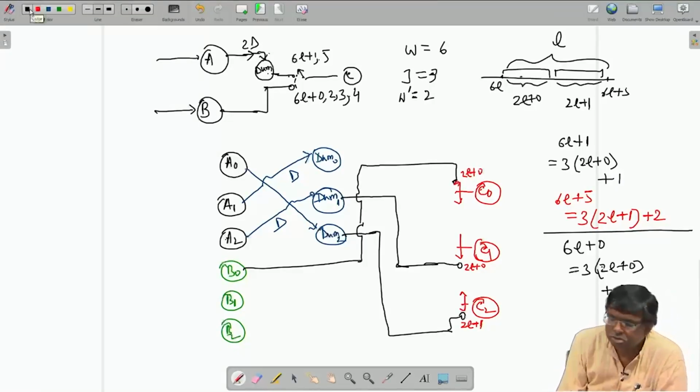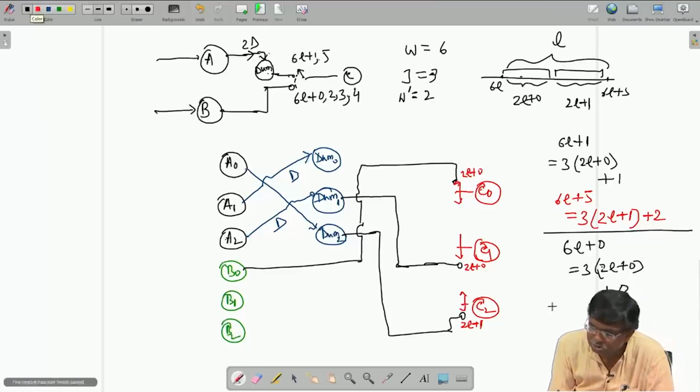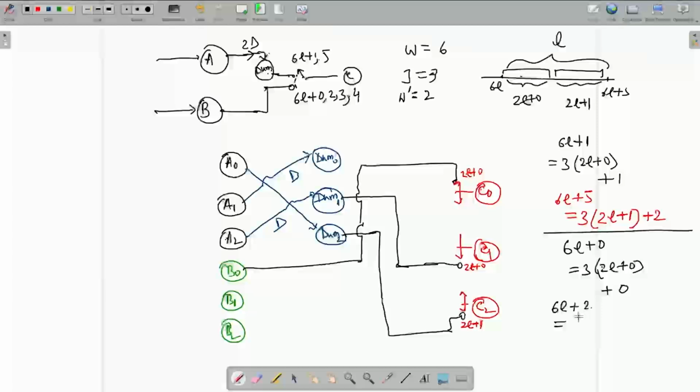Next one is 6L plus 2. Take 3 out, plus 2. So, B2 goes to C2 at 12 plus 0. So, B2 goes to C2, okay. B2 goes to C2 at 12 plus 0. Still some more are left, 6L plus 3.